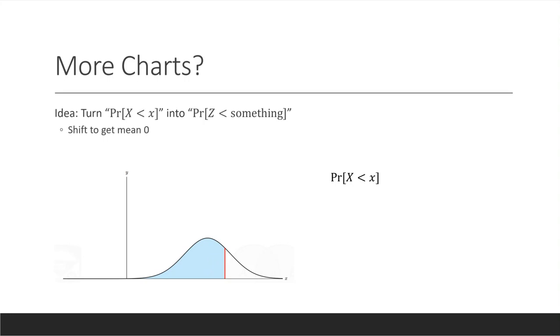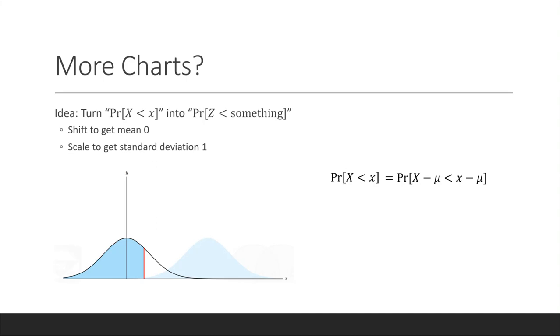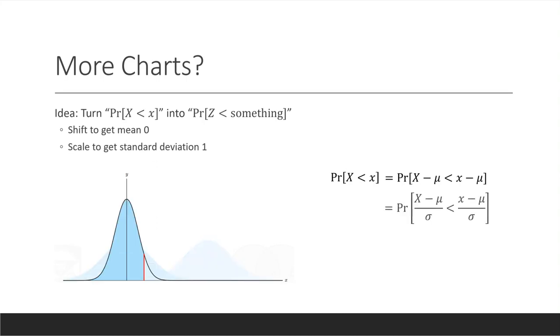Well, we can shift this so that the mean is 0. In other words, so that the top of this bell is centered at 0. And then when we do that, we have to use the minus mu here and minus mu here. And then we need to scale so that we have the standard deviation of 1. Then you get this. So notice here, this is just the standard normal distribution Z.